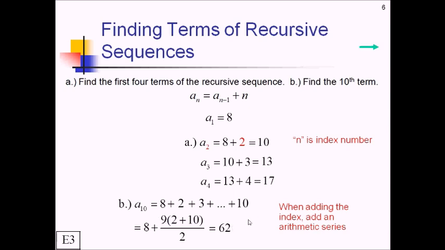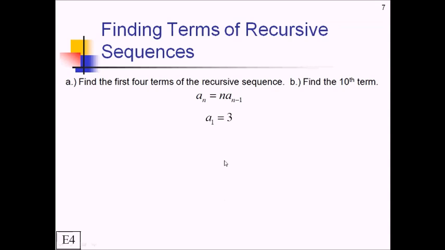For example 4, we're going to do the same kind of thing we did with example 3, except instead of adding n to the last term, now we are multiplying it by the last term. Pause the video and see how far you can get with these two parts.